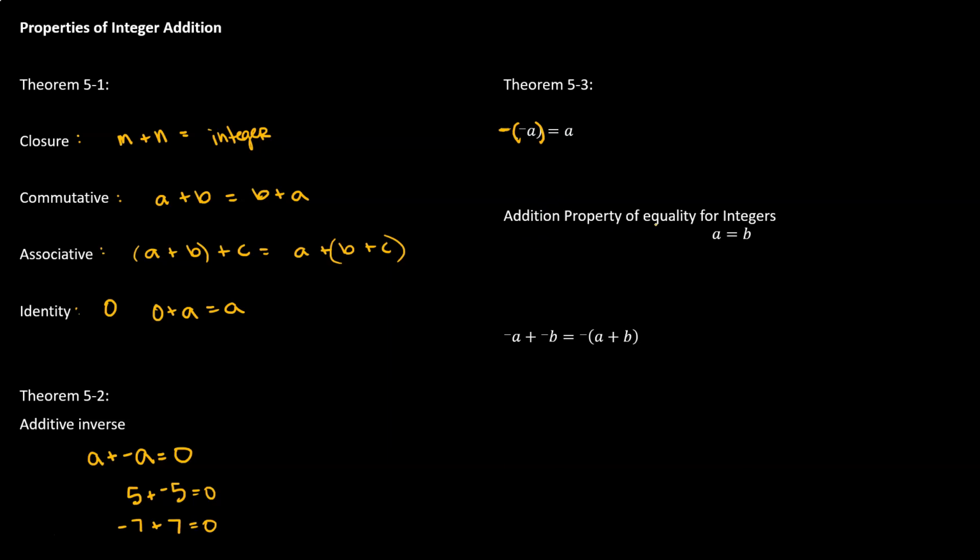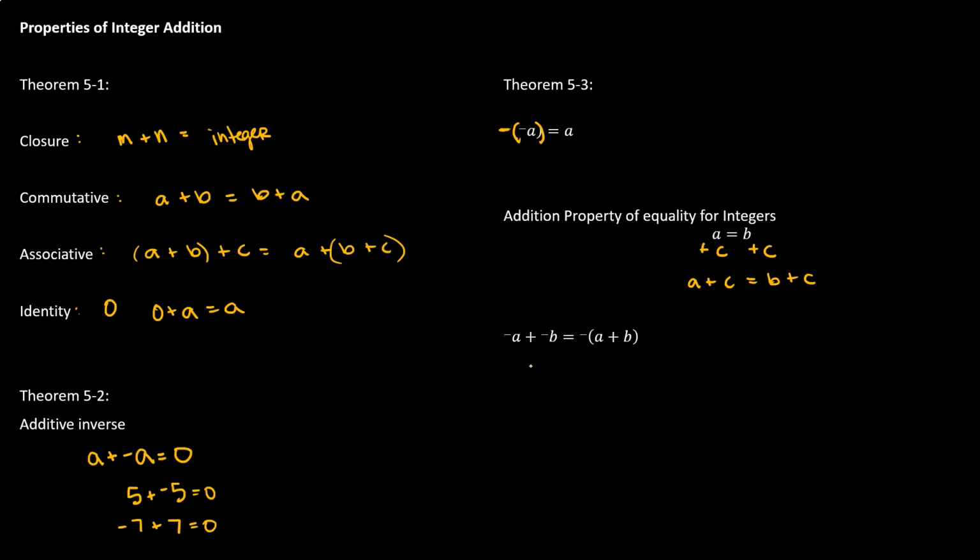The addition property of equality, this is also part of theorem 5.3. It says, let's pretend we have two integers, a and b, and they are equal to each other. We can add the same thing to both sides, and they remain equal to each other. This is useful when it comes to solve equations. So for right now, we're just saying equality still holds when we add an integer to both sides of an equation.